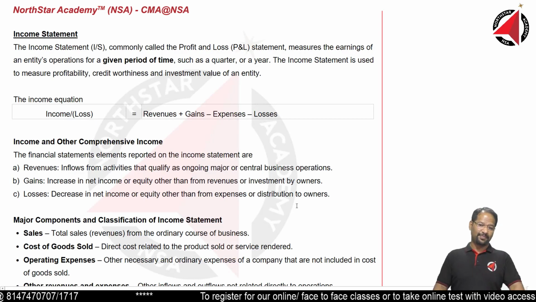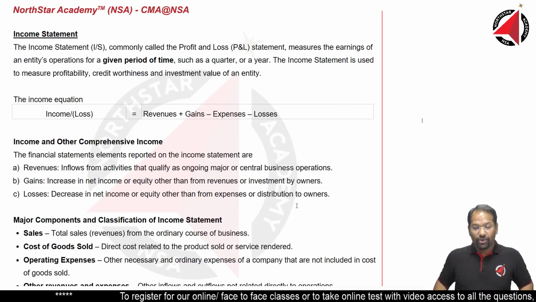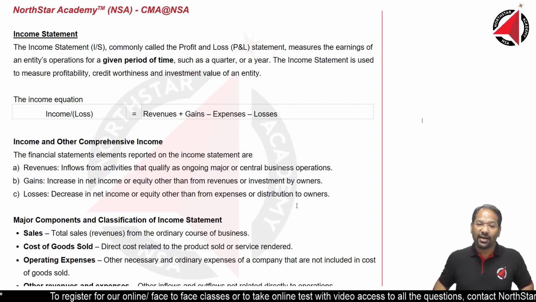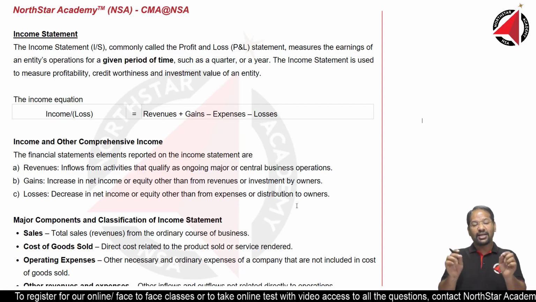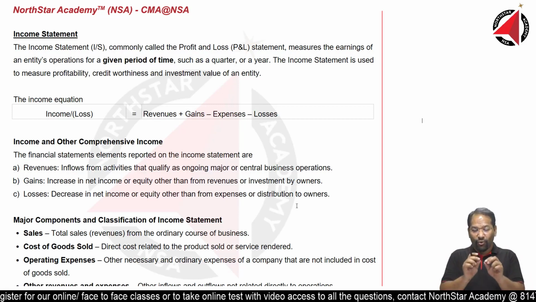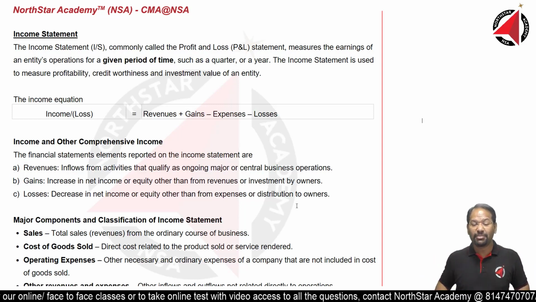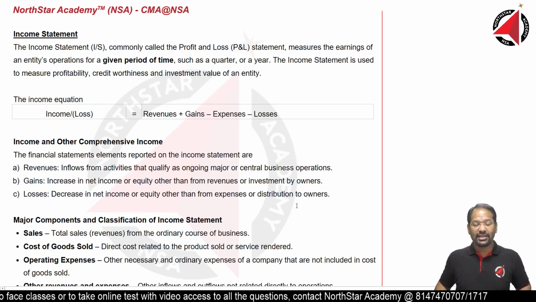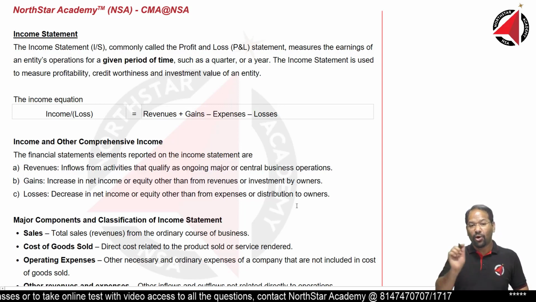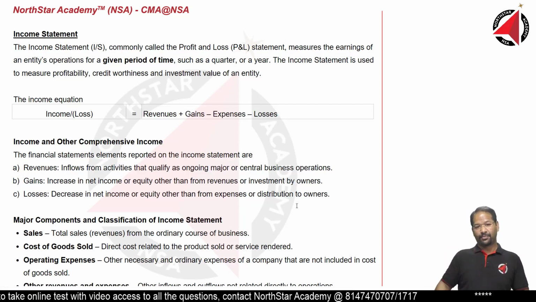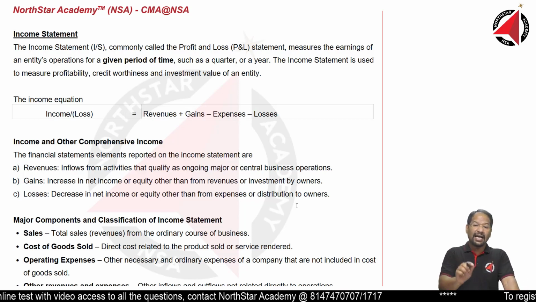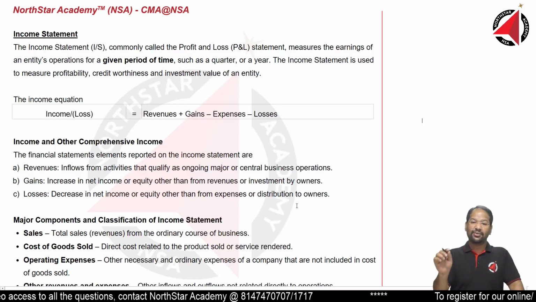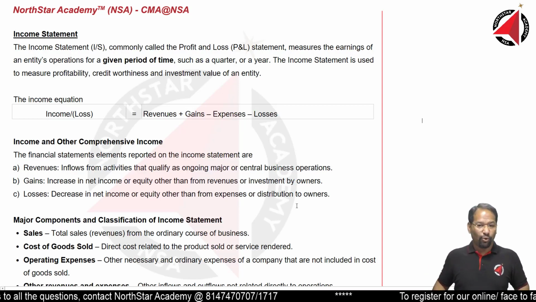Income statement. The income statement, commonly called the profit and loss statement. It measures what? It measures earnings of the company over a given period of time. Remember, over a given period of time. It does not measure for one day as in the case of balance sheet. In balance sheet, like I said, we measure everything for one particular date. That is why in balance sheet we write "as on". But in income statement we write for a given period of time, such as a quarter or a year.